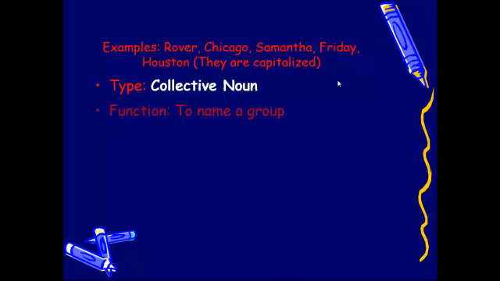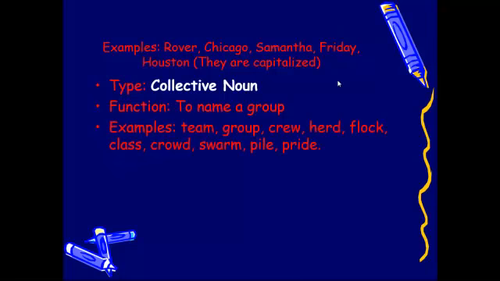Another type of noun is called the collective noun. Its function is to name a group. For example, team, group, crew, herd, flock, class, crowd, swarm, pile, pride.